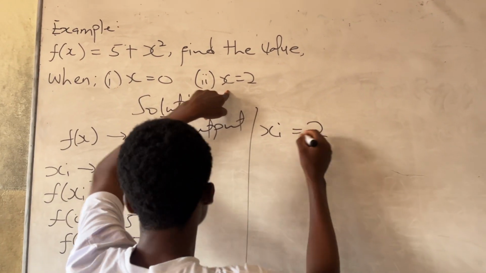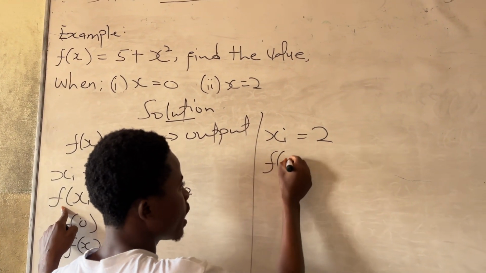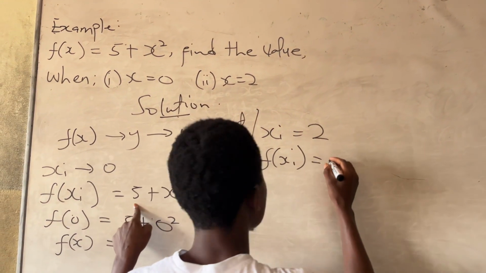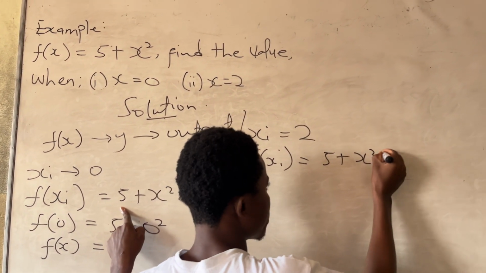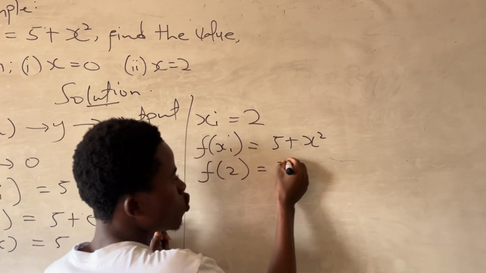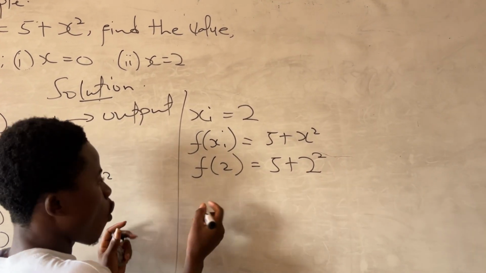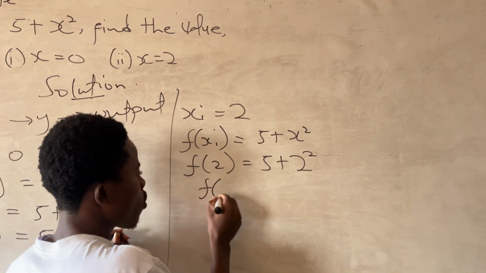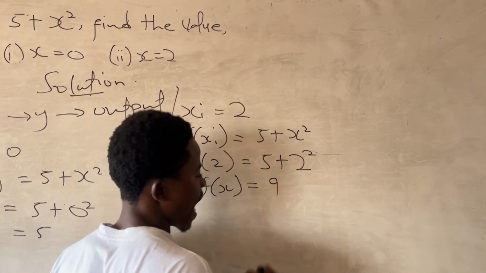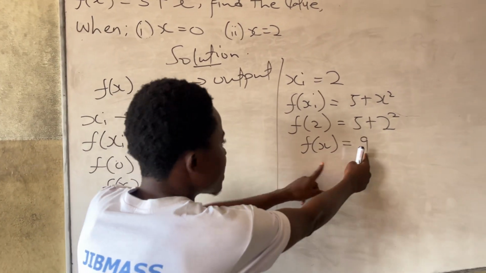Alright? And then also, when we have our x i, or the chosen value of x, to be 2, then if we input that into the function, f of x i equals 5 plus x squared, then we will have f of 2 to be 5 plus 2 squared. So therefore, our y, or our f of x, will now give us 9.